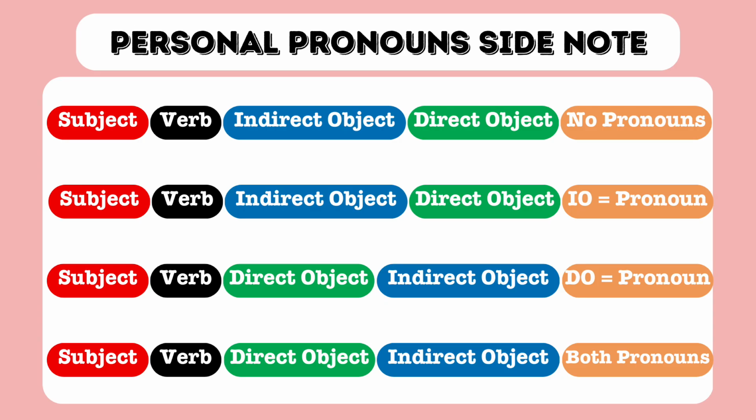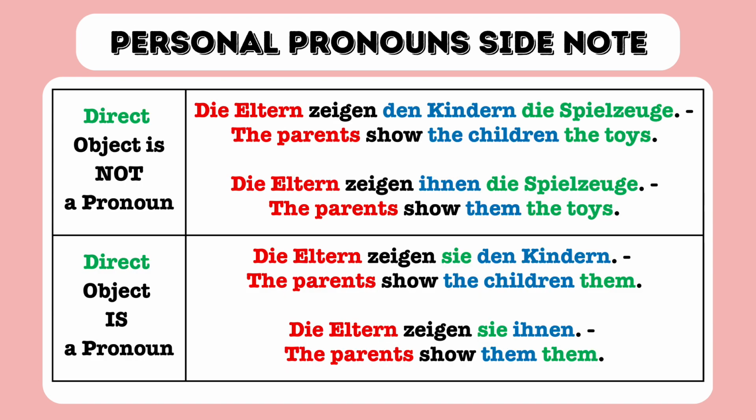If, however, the direct object is a pronoun, no matter if that means that only the direct object is a pronoun or both of the objects are pronouns, it does not matter which one that is. The direct object has to go first because the direct object is a pronoun. Here are some examples of what I mean.